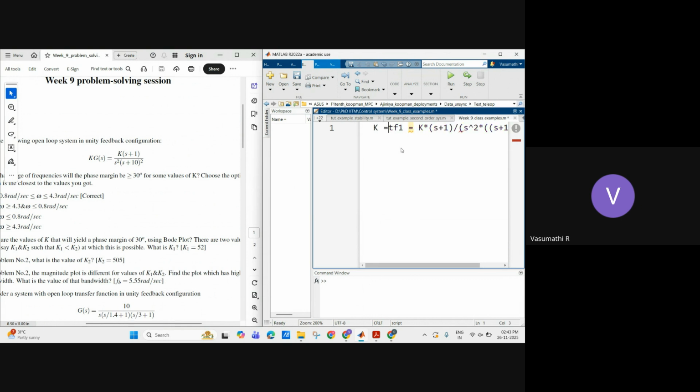So let us define k. K equal to 1, I am taking for now for simplicity. Transfer function s is equal to tf of 's'. Then MATLAB will know whenever you use s, that's for representing the transfer function, which we have seen already, right?